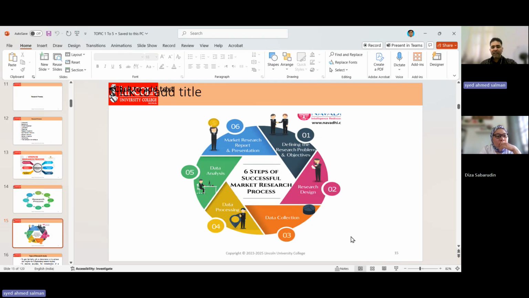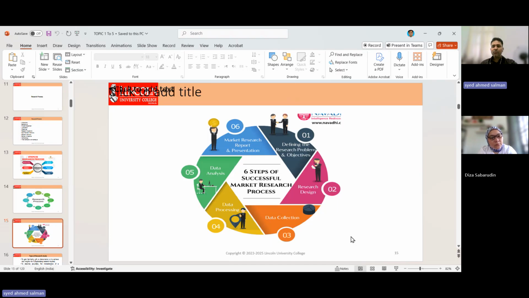Then the fourth step is data processing. How you are processing the data, how you are collecting the data. Then the fifth is data analysis. How are you going to analyze the data? If you have taken the interview, then the data might be analyzed differently, right? If you have taken the survey, the data might be analyzed differently. Then market research report and presentation.